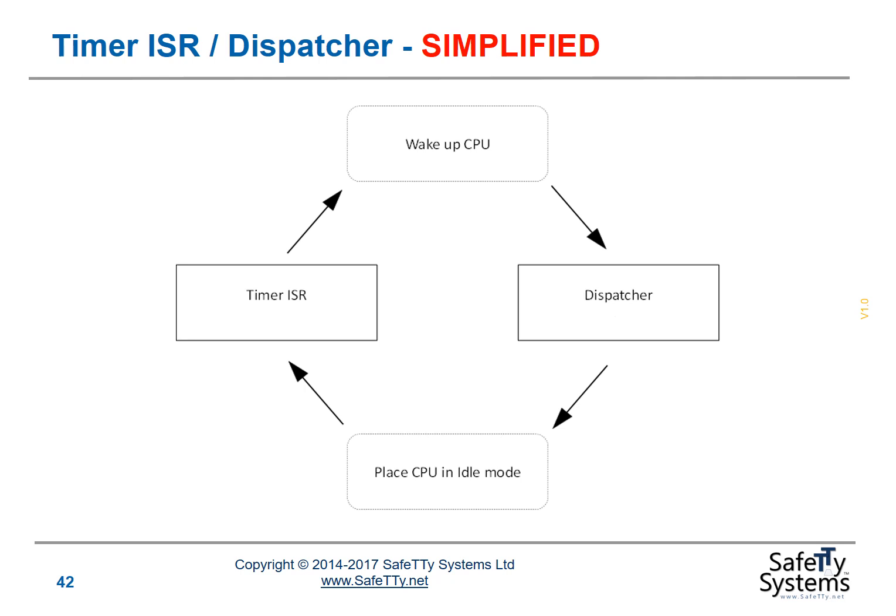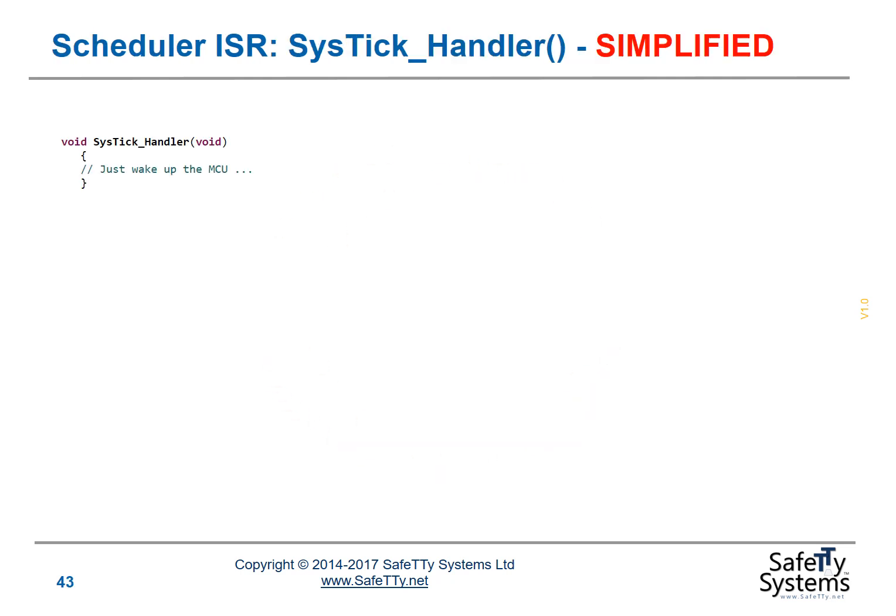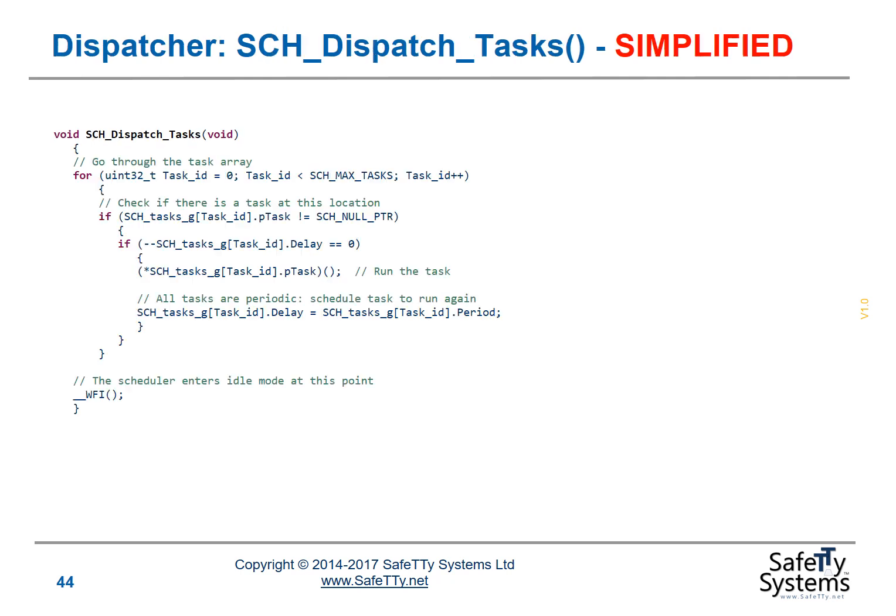We have the timer ISR triggered. This wakes up the CPU. This results in the calling of the dispatcher. Once we've dispatched all of the tasks, we put the CPU back into idle mode, and the process repeats like this. So again, in this simplified model, all the SysTick handler needs to do is to wake up the microcontroller. That's all we would require in this simplified first version of our scheduler.